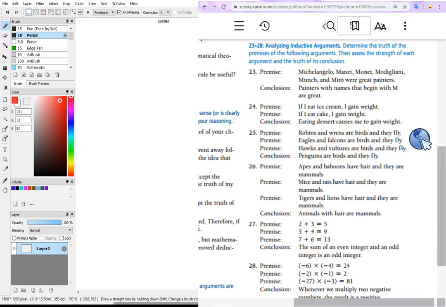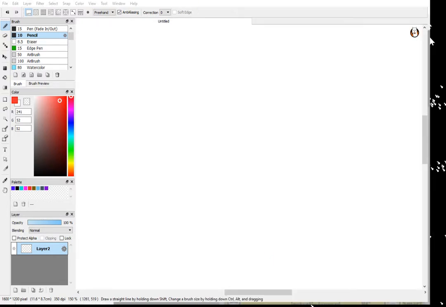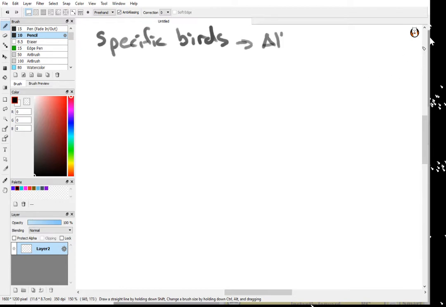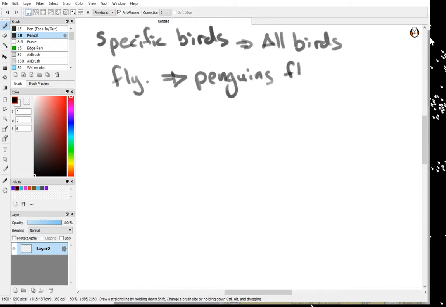So let's break this down and take a look at this. The idea is that we've got specific birds, and that says that birds fly. And then all birds fly tells us that penguins fly. Fans of Bloom County and A Wish for Wings That Work would know that penguins actually fly through the water.